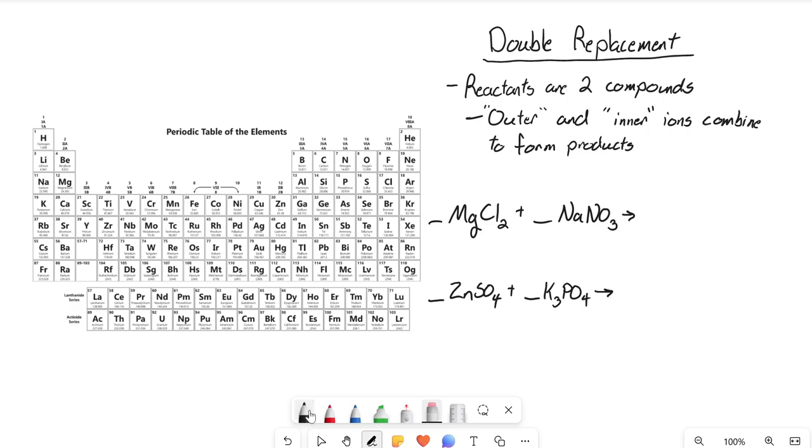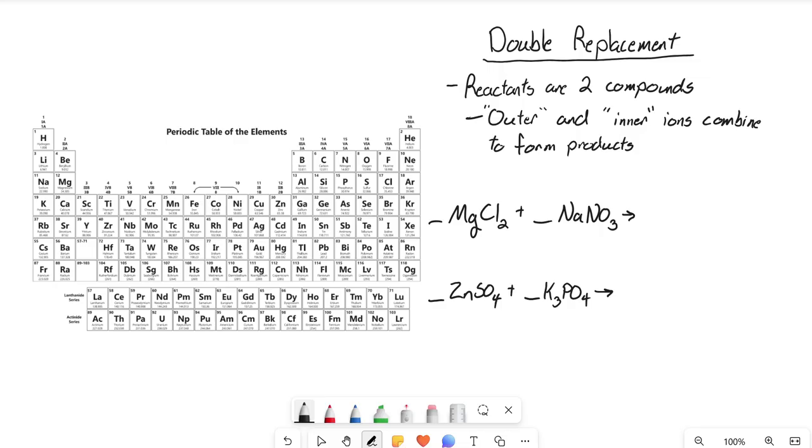Let's talk about how to predict the products of a double replacement reaction. As always, the key thing that we need to do first is recognize that we're dealing with one in the first place. All double replacement reactions can be recognized by the fact that they will begin with two compounds as the reactants, as we see in the examples here that we have below.